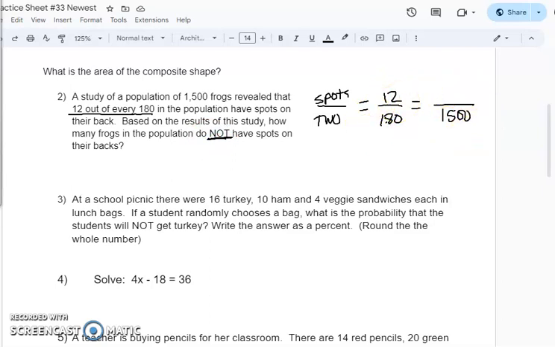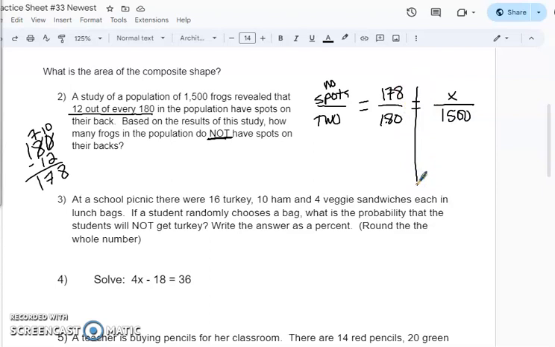Or you could say, well, there's 180. 12 have spots, so the rest do not have spots, okay? So I would say, oh, well, that would become a 10, so that would become a 7, and then I can go from there, okay? And then I would put X. If I do this, then this is no spots, and that's what I want, and I would cross multiply, okay?